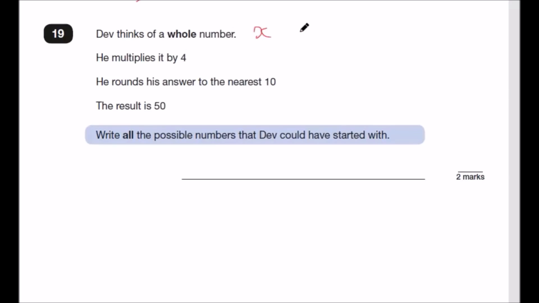I always call this unknown number x. So we know that we multiply x by 4, so we get 4 lots of x. He then rounds his answer to the nearest 10, and then this result should give him about 50 or so. Write down all the possible numbers that Dev could have started with.